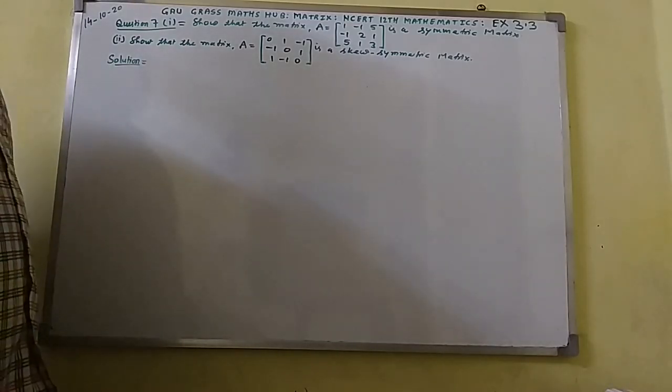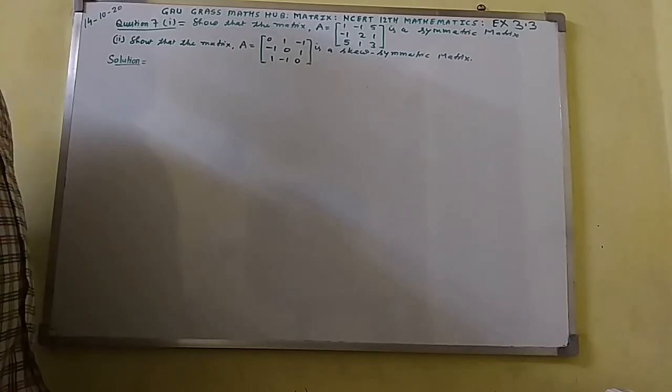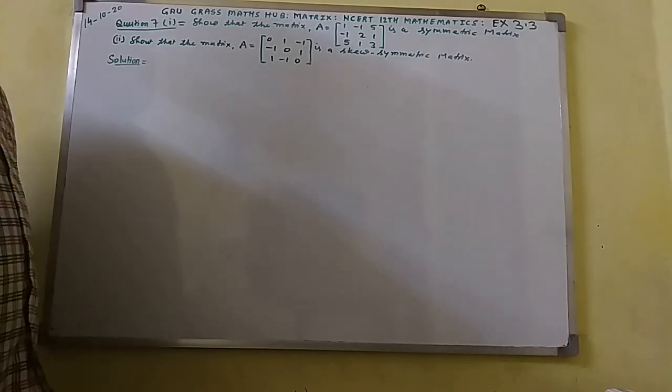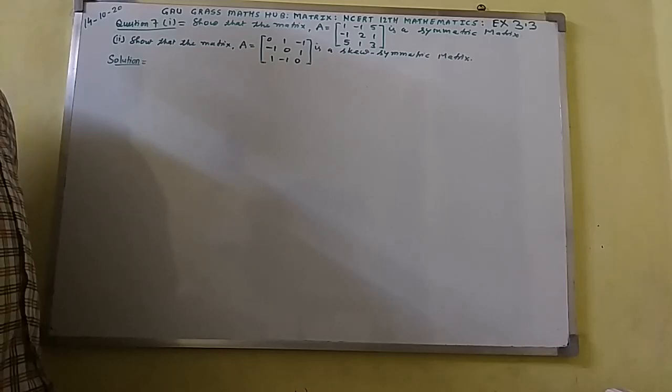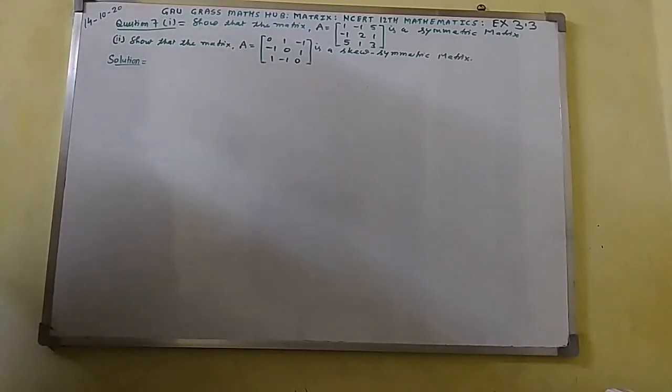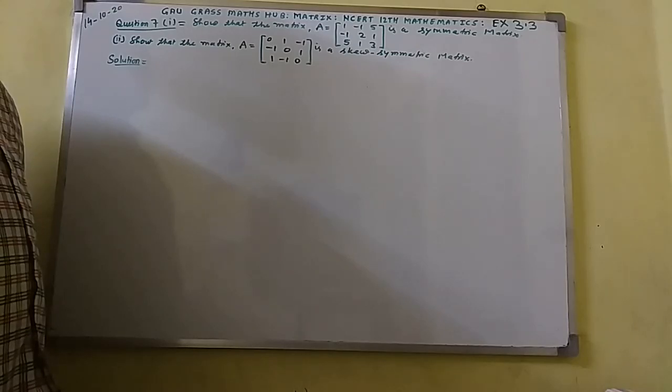Roman 2: show that the matrix A equal to [0 1 -1; -1 0 1; 1 -1 0] is a skew symmetric matrix.